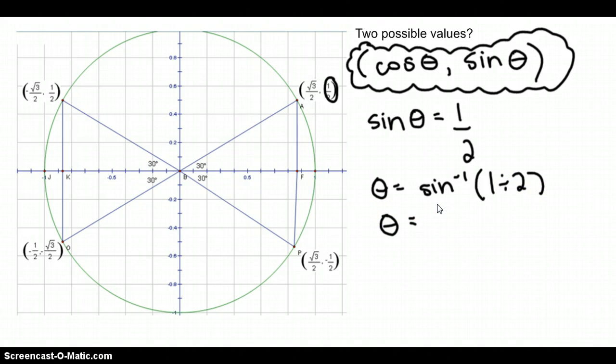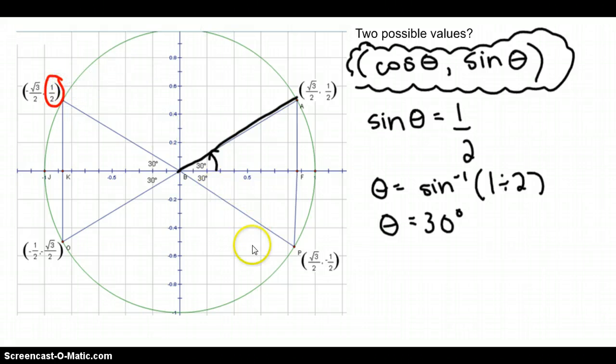So if you do 1 divided by 2 and you do the inverse sine, it should be equal to 30 degrees. And that's what is right here. So that's how we know which triangle to build. So 30 degrees is right about here, from here to here. So you draw your angle, and then you have to look at any other possible values that are the same as 1 over 2. If you look around, there's another one right over here.